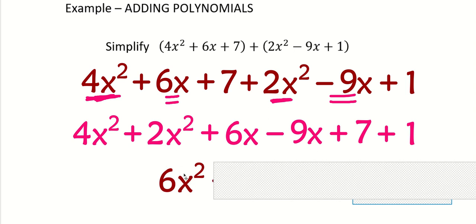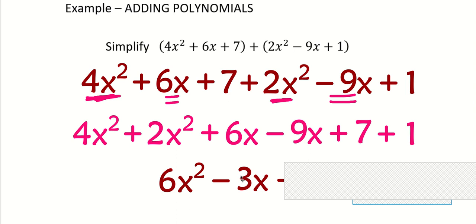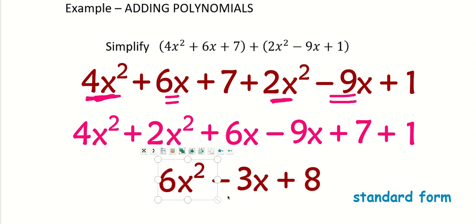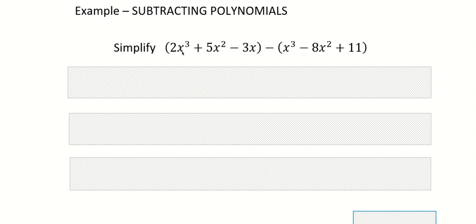So 4x squared and 2x squared, that makes 6x squared. 6x minus 9x is negative 3x. And then positive 7 and a positive 1 combine to make 8. And that would be in standard form, technically. You want to put your final answers with the highest power first, and then down, to be in standard form. Next is an example on subtracting polynomials.